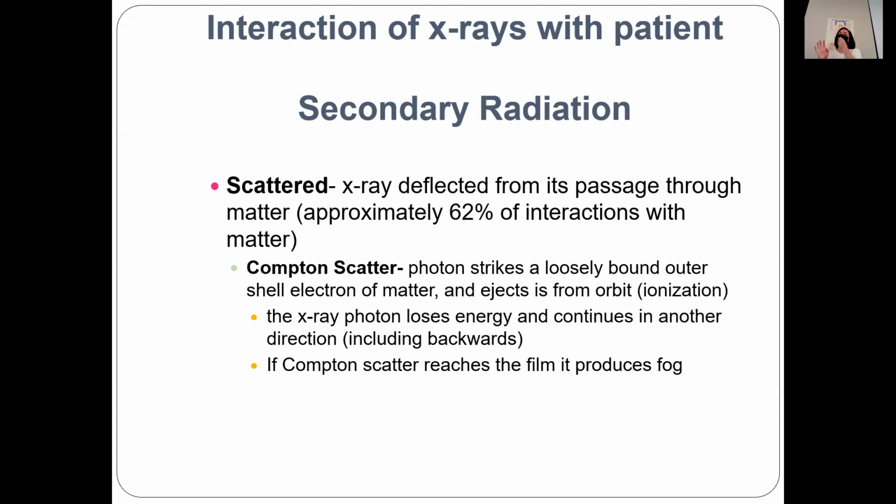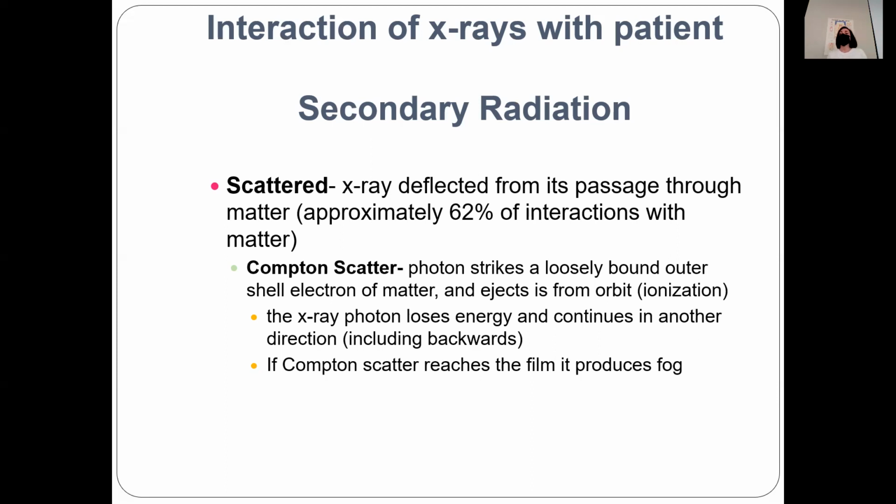So Compton scatter: the photon strikes a loosely bound outer shell electron of matter and ejects it from its orbit. Ionization is created, and we'll talk a lot more about ionization later. The X-ray photon loses energy and continues in a different direction, usually backwards. Because it's a loosely bound outer shell electron, it hasn't totally wiped out its energy.